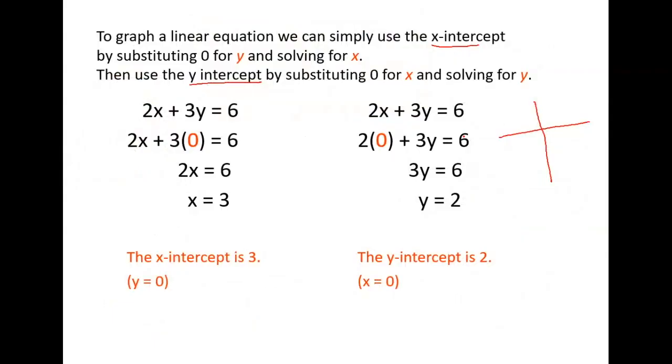But in substituting, so I'm going to erase that because it's just going to get confusing. When we substitute this in, all it means is if I want to find my x-intercept, I substitute 0 for y. So for x-intercept, let y equal 0. For y-intercept, we do the opposite. We let x equal 0.